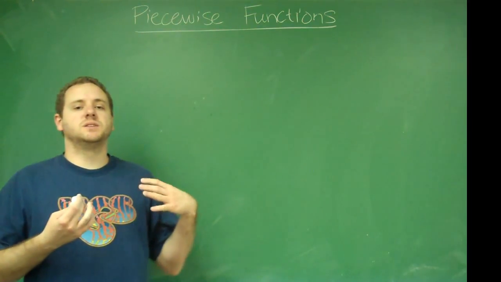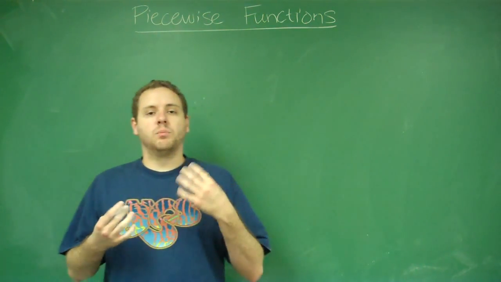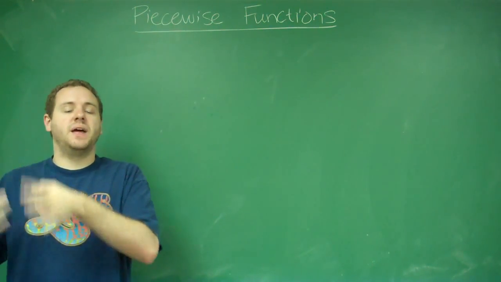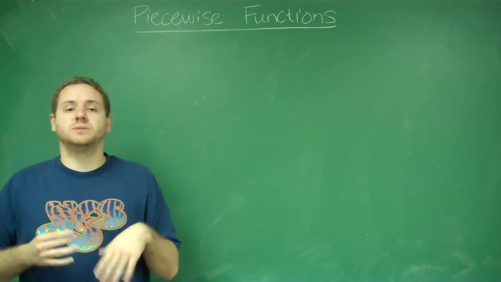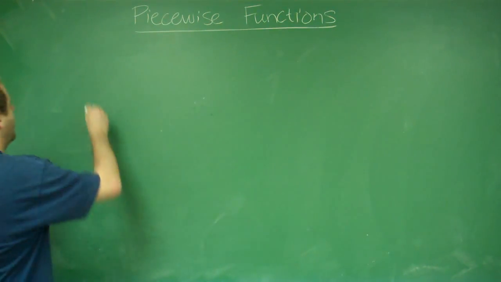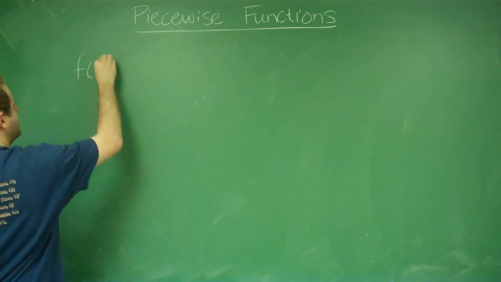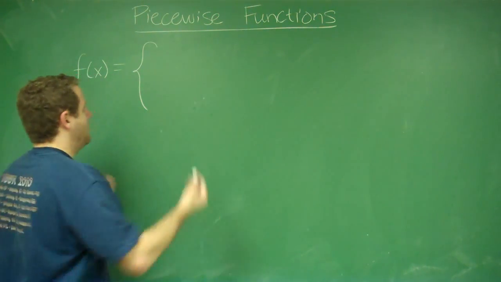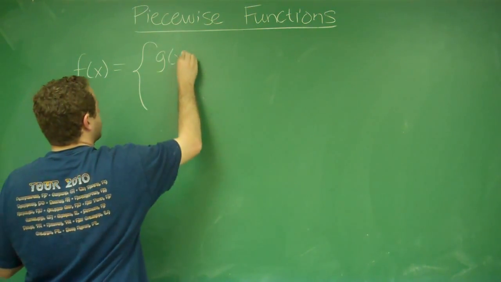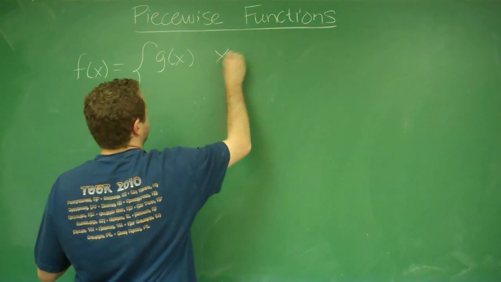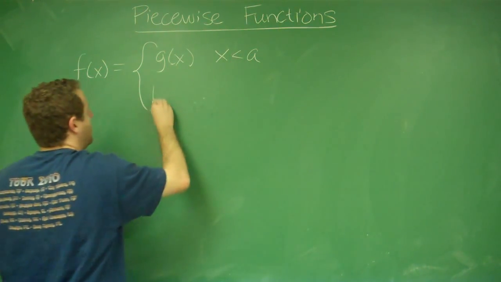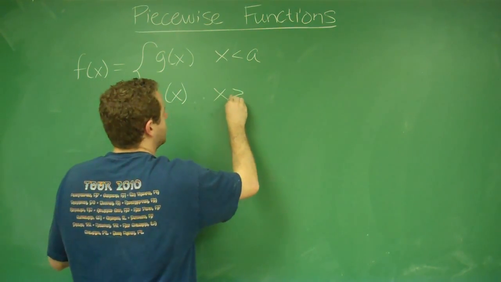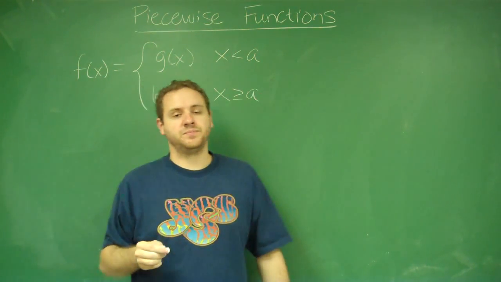Piecewise functions are just functions that are broken up into pieces, and what that means is that on different ranges of x values, different functions will take effect. So, you might have a function, and piecewise functions are written with a bracket. It might be some other function, g of x, on some range, x is less than a, but it'll be some other function, h of x, if x is greater than or equal to a, for example.